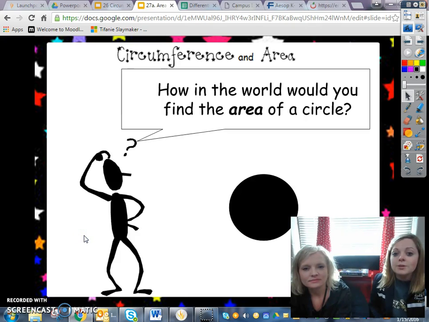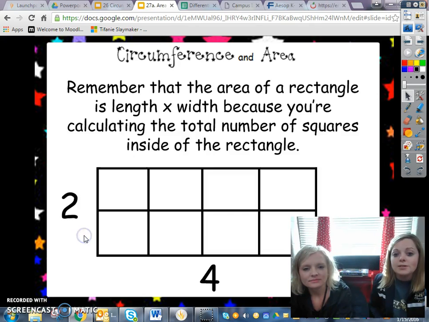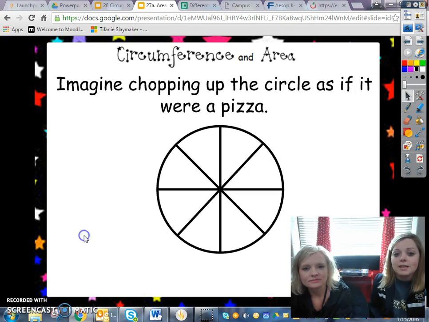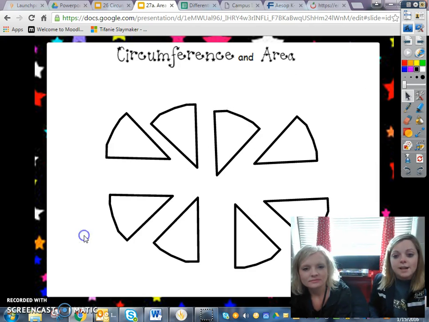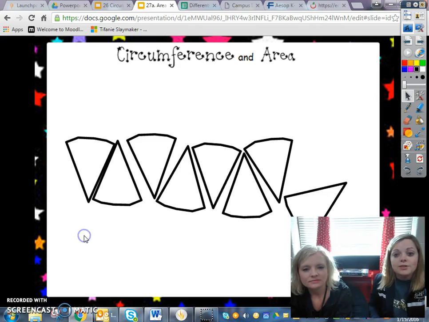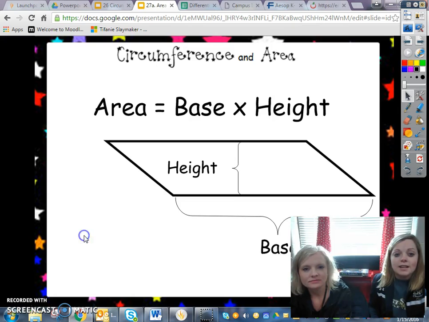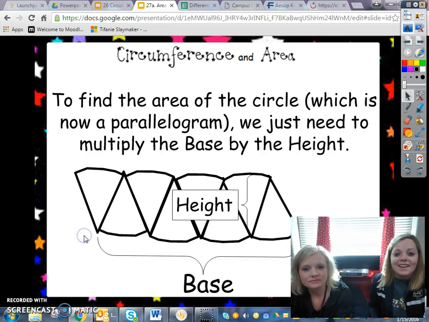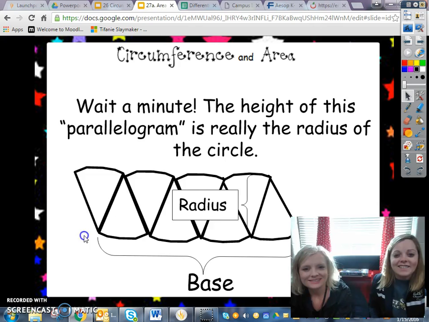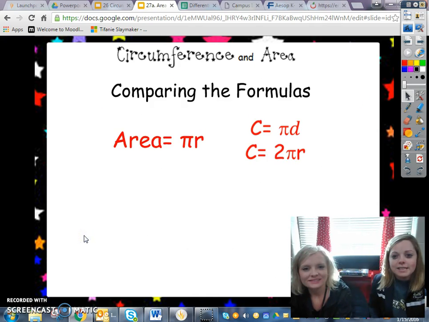So how in the world would you find the area of a circle? This is what the video was about, so I'm going to scroll through this a little bit so you can see how we can divide up the circle into pie shapes. We can move the pie shapes around to construct a rectangle, and you can see the comparison of the area, base times the height, to the area of the circle.